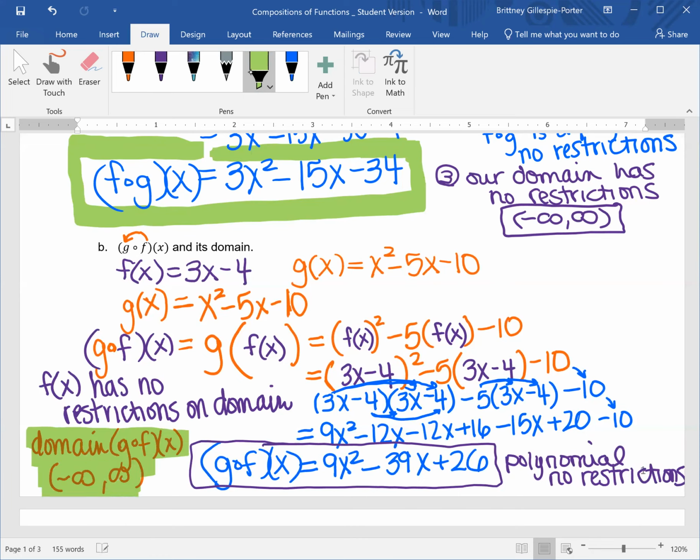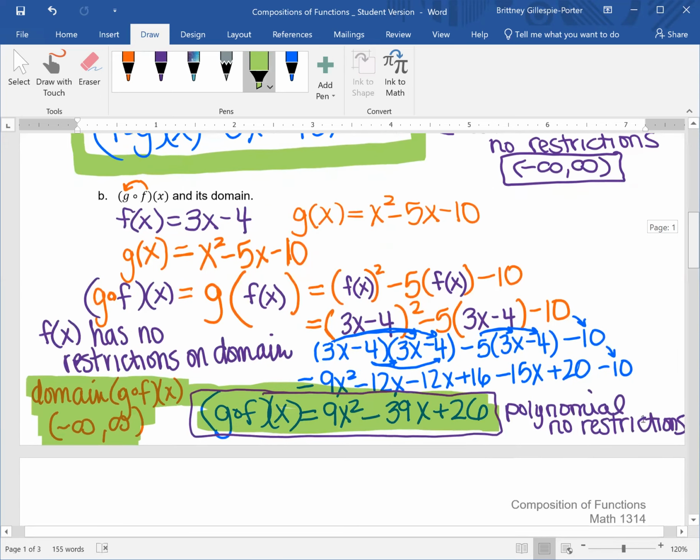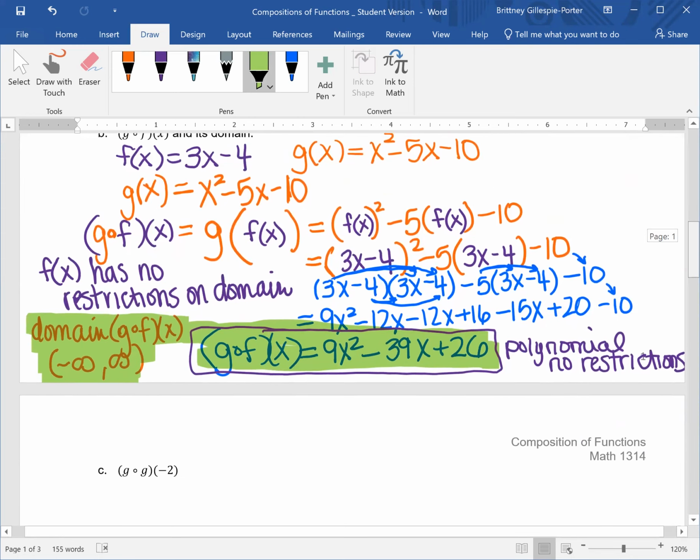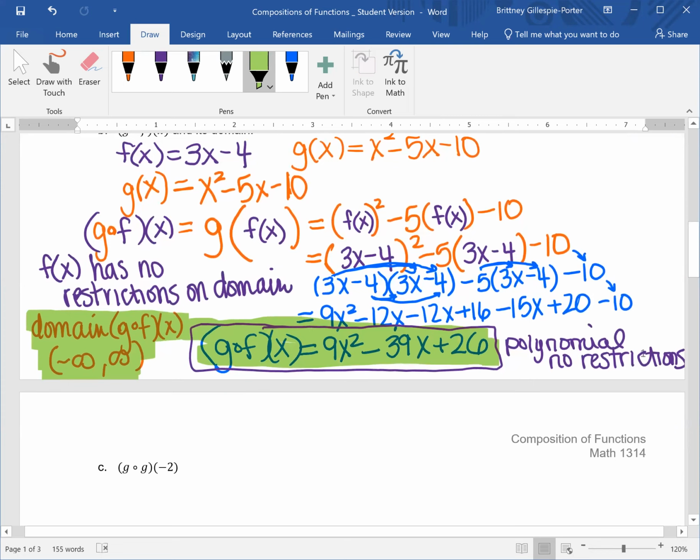I'm highlighting my answers since I didn't really give myself enough room to work on this page. There we go. Notice when they ask us to find f of g of x or g of f of x, we get our answers, what I have highlighted in green, with an x in them. We wound up with another polynomial.